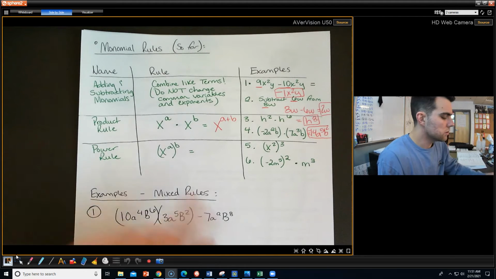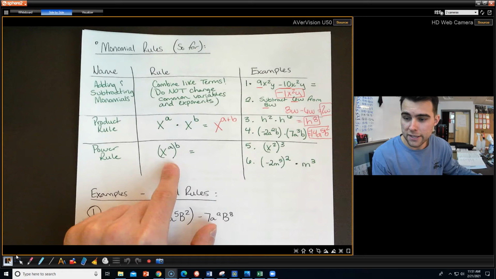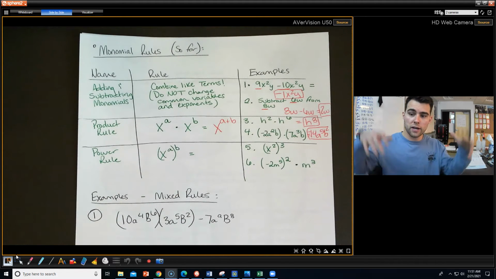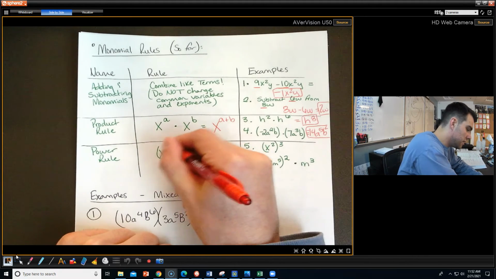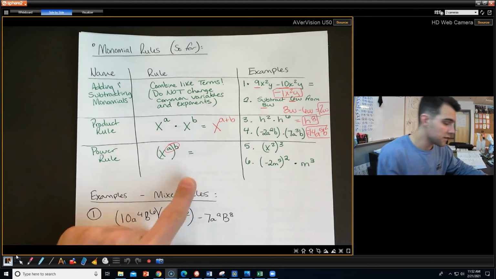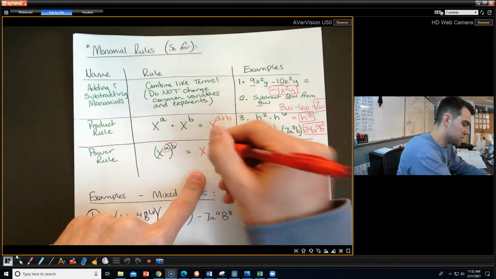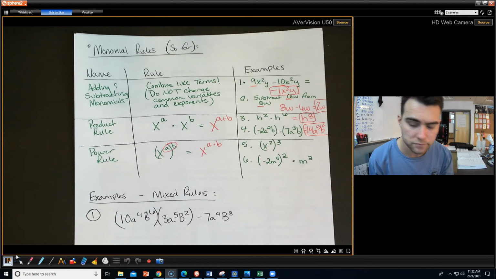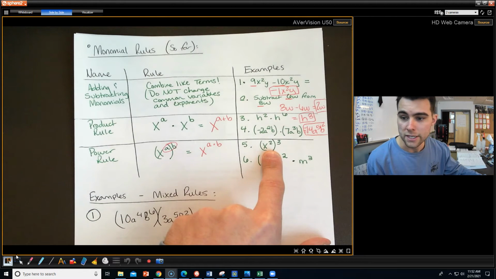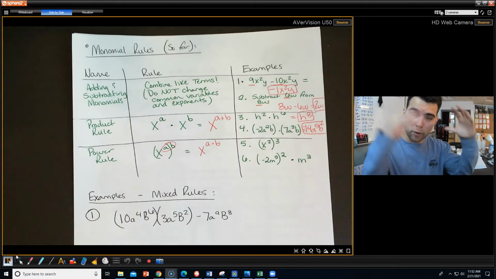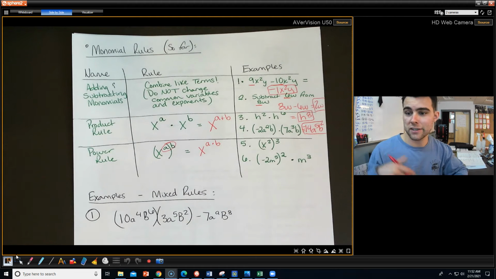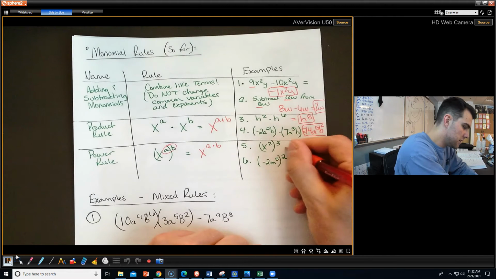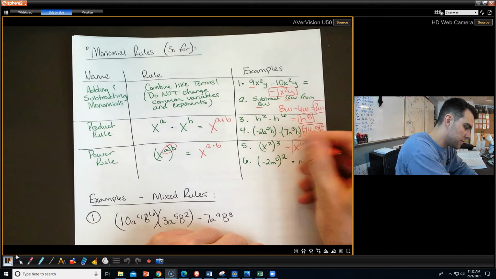The power rule, this is when we have something like x to the a, and then it's raised to another power. This is where we need to actually multiply those exponents together to combine them, so we get x to the a times b, just like that. So looking at this one, x to the 2nd power raised to the 3rd power, that's x to the 2 times 3, which is x to the 6th power.